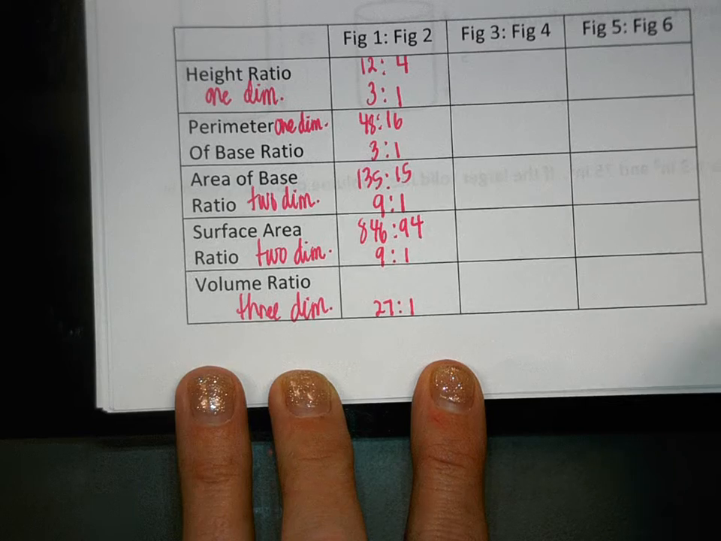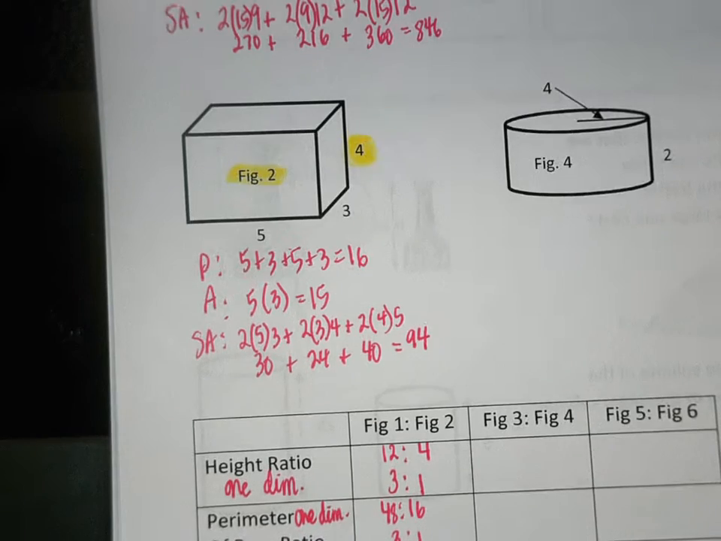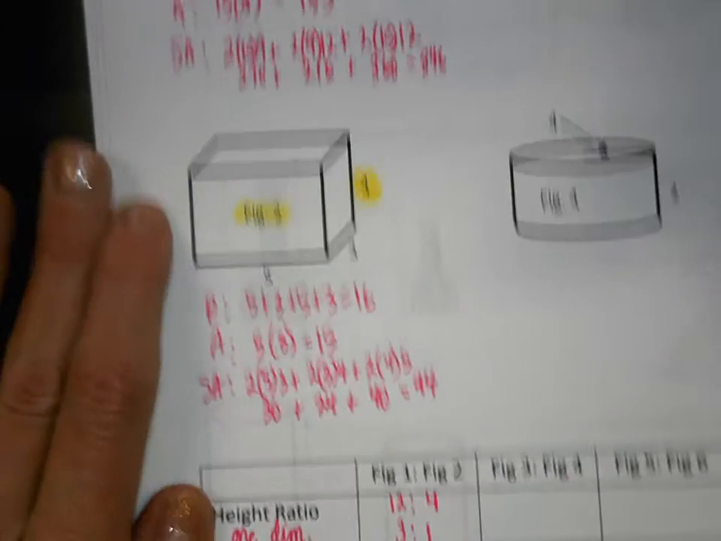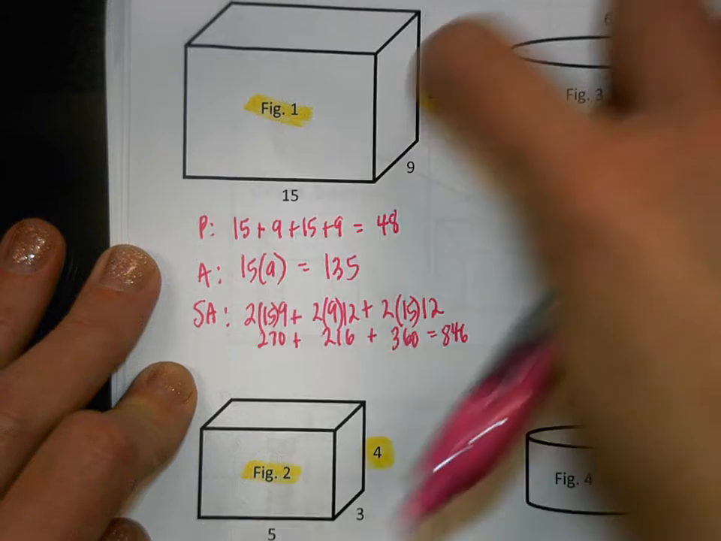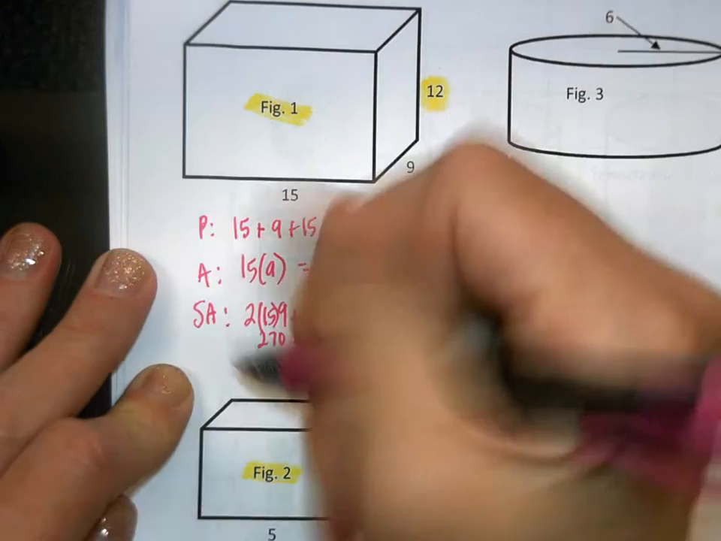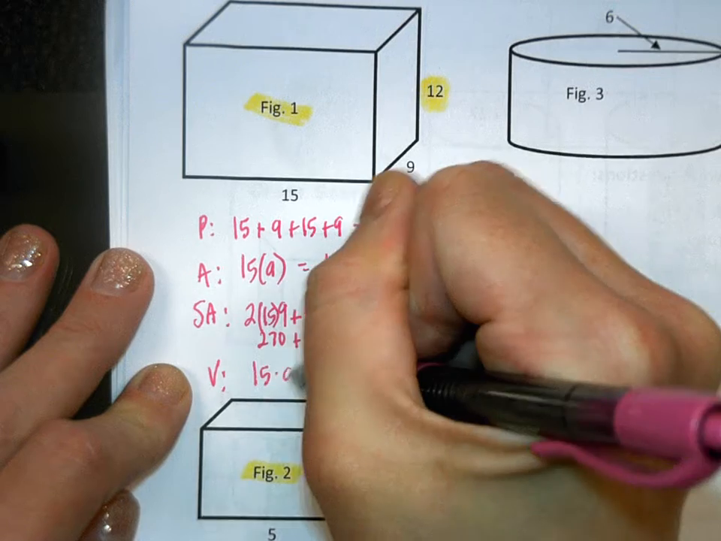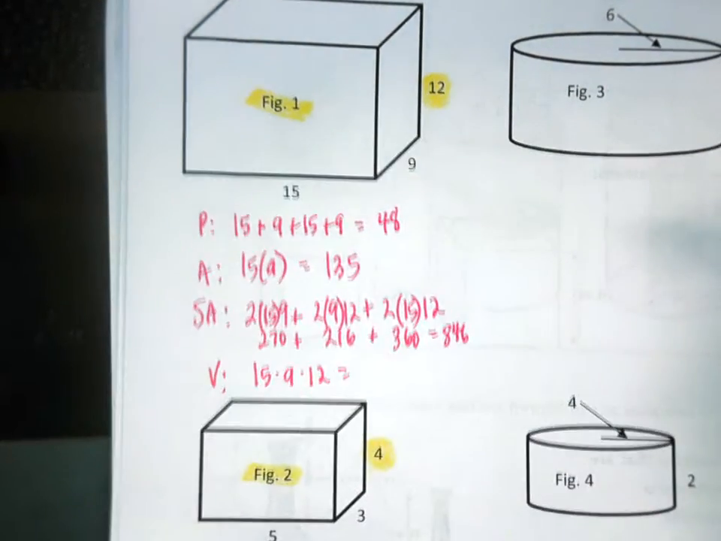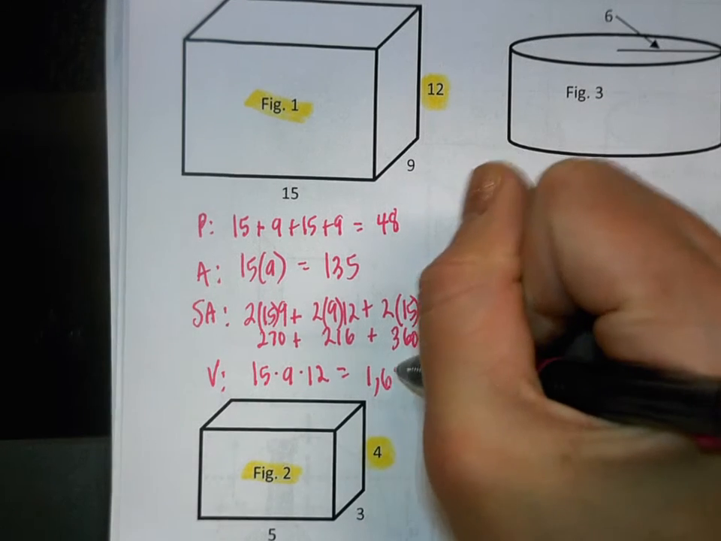Volume, just because I want us to fill in part of this, and then since you guys caught on to this, we will do less work on the next one. So the volume of our larger figure, we would multiply all these sides together. 15, because our base area is 15 times 9, times our height, which is 12. We multiply all of that together and you get 1,620.